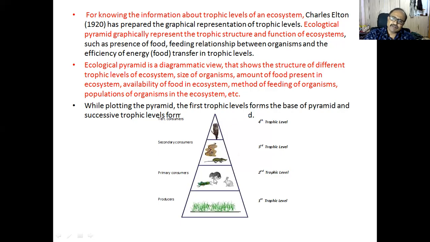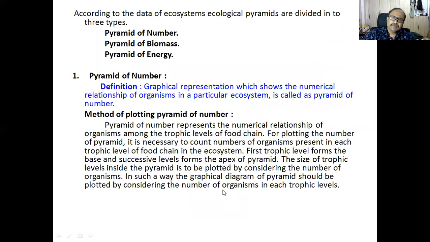Why have we taken this third trophic level over the second? Because the organisms present in the third trophic level take food from the second trophic level, and this fourth trophic level takes food from the third trophic level. Okay, this is about the ecological pyramid. Now the types of ecological pyramid.